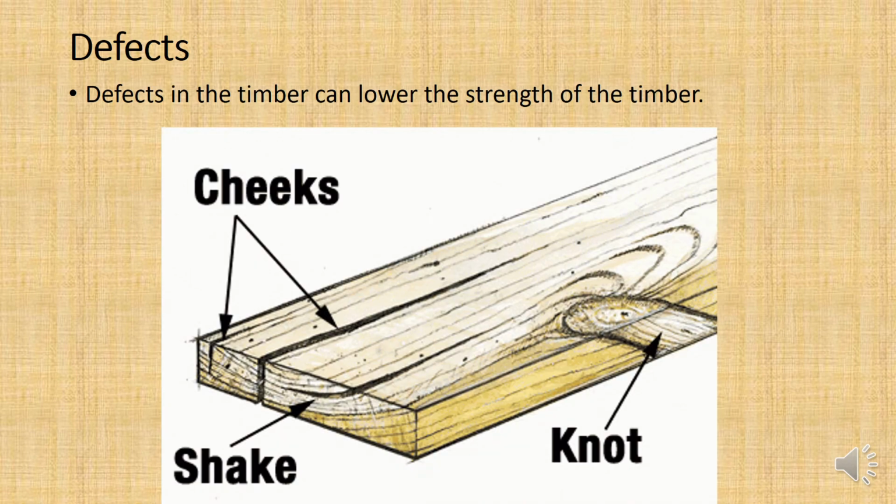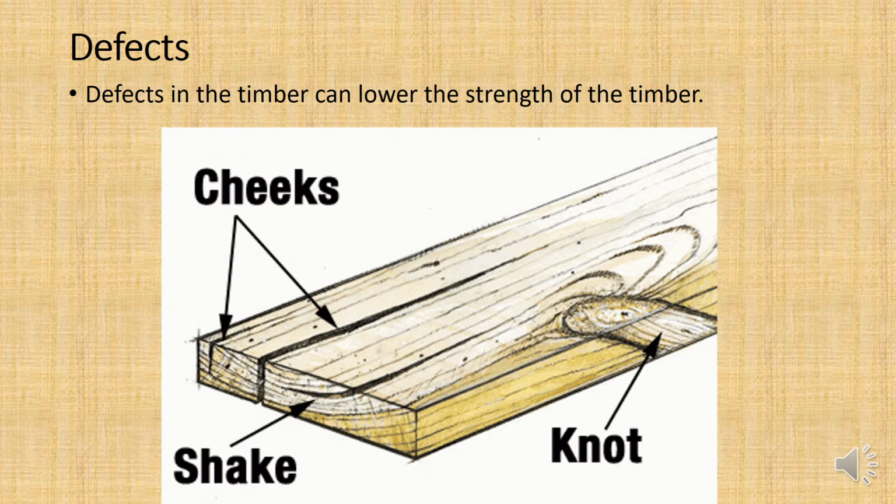Now, what is something else that can affect the strength of a timber? Well, it's something called defects. Now, a defect is basically any part of the timber where things have become irregular. So there's three different defects that I'm going to teach you here.